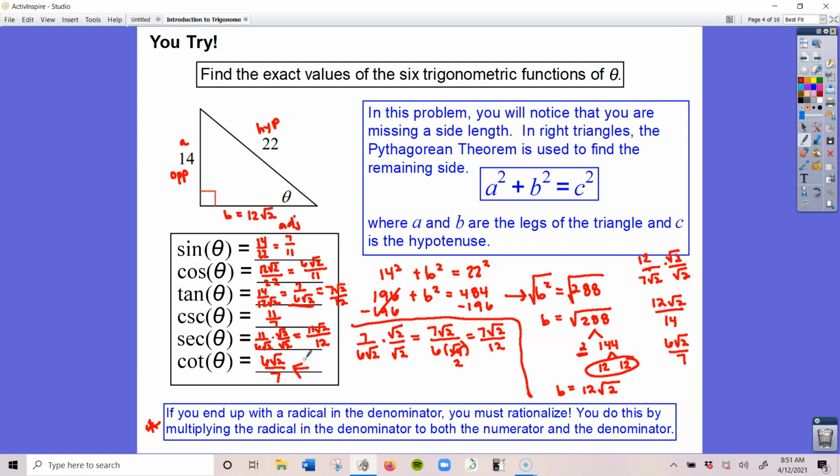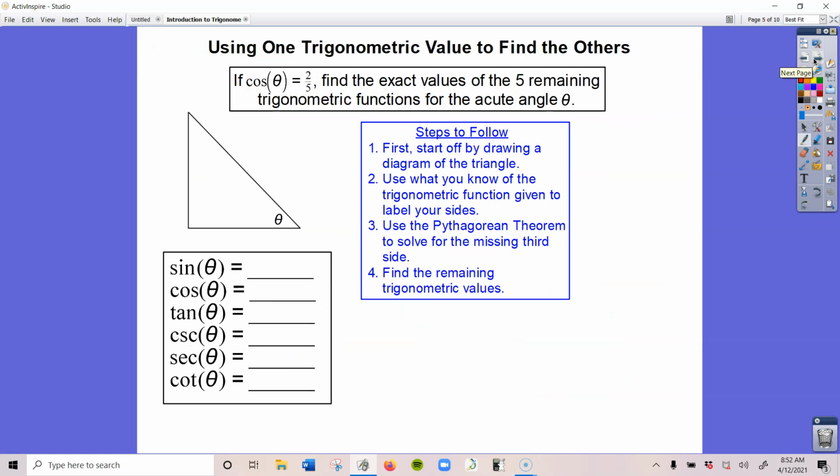So whichever way you prefer to work out that cotangent, or any trigonometric function with the radical, is up to you. Now we're going to see how to find the rest of the trigonometric ratios if you're already given one. In this example, it says if the cosine of theta is equal to 2 over 5, find the exact values of the 5 remaining trigonometric functions for the acute angle theta.